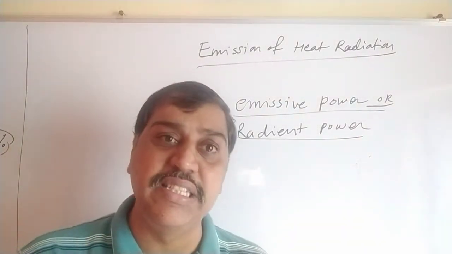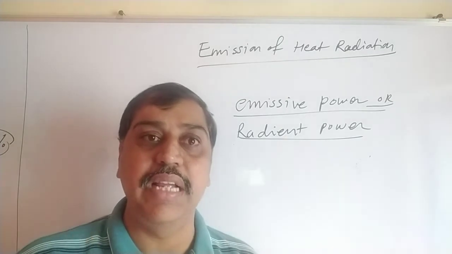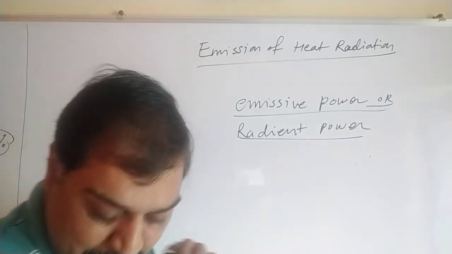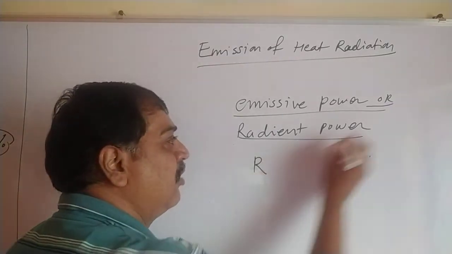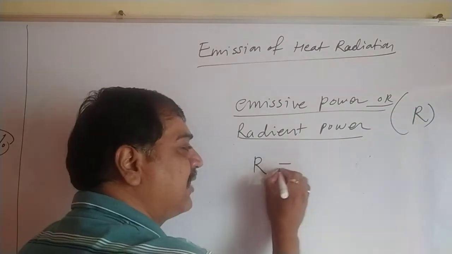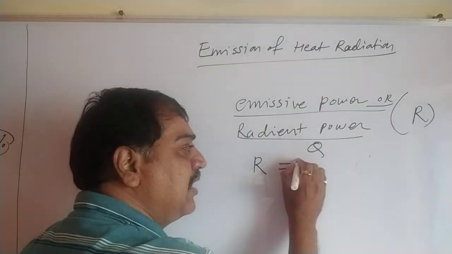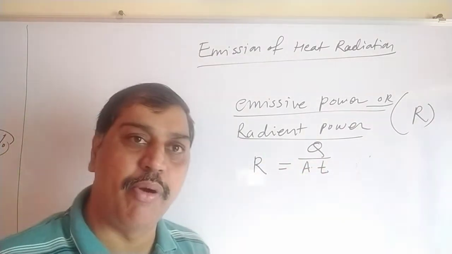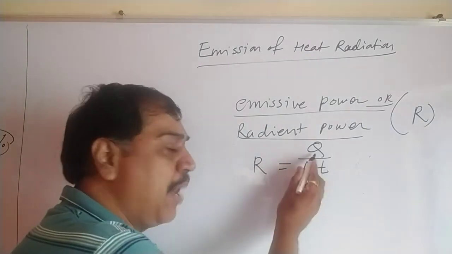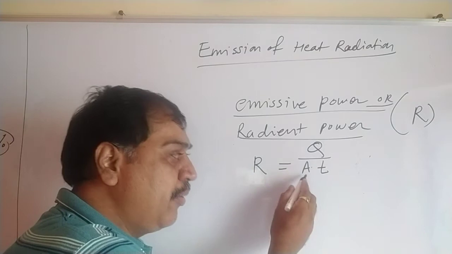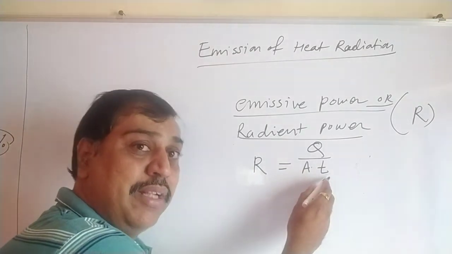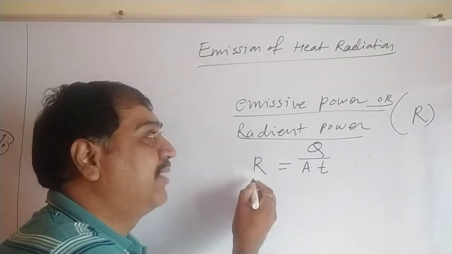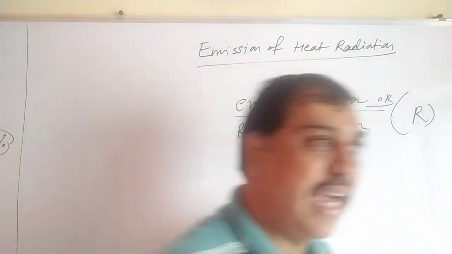The amount of heat radiation incident per unit area per unit time at a certain temperature is said to be the emissive power or radiant power of that body, and it is represented by the letter R. Suppose Q is the amount of heat radiation incident on a body whose area is A for T amount of time, then Q divided by A into T gives the radiant power, or we can say it gives the emissive power of the body.